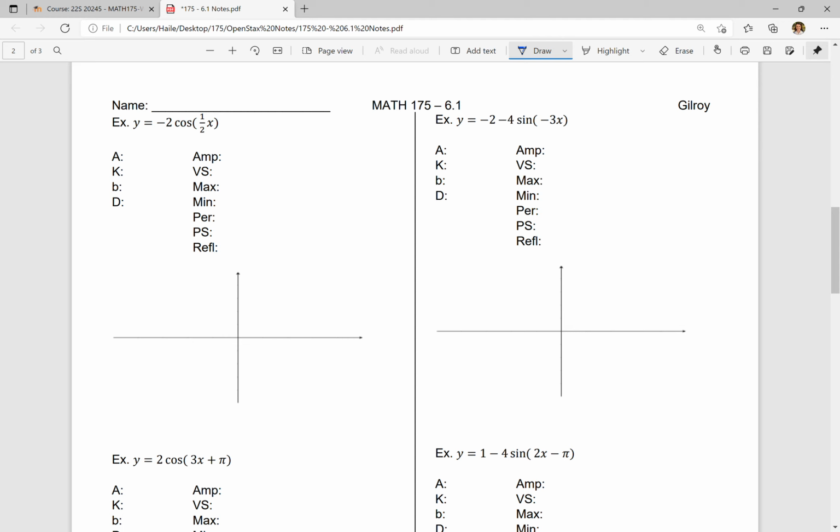So when we start to do these, we're going to write down a lot of information. However, when you get to a test, you should be at the point where maybe you don't have to pick out a, k, b, and d anymore. Maybe you can just skip to some of the information about the graph. So like a typical test question, I might ask you to find certain things over here and then have you graph the picture.